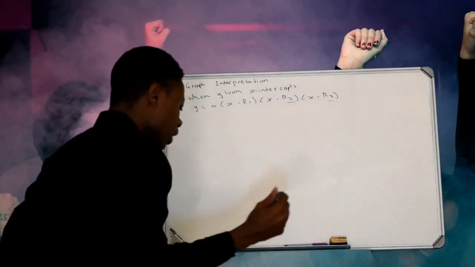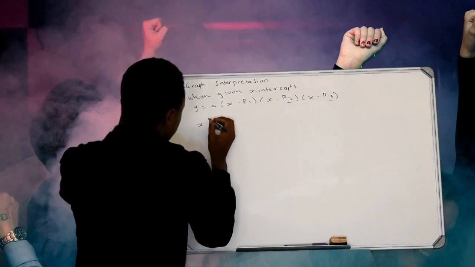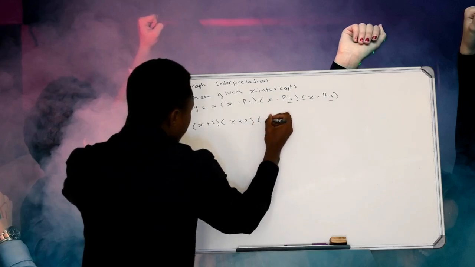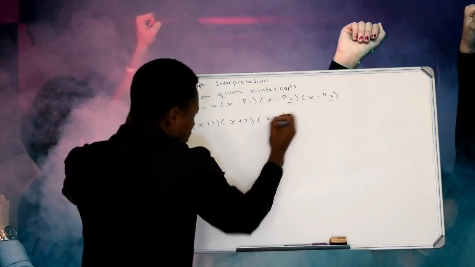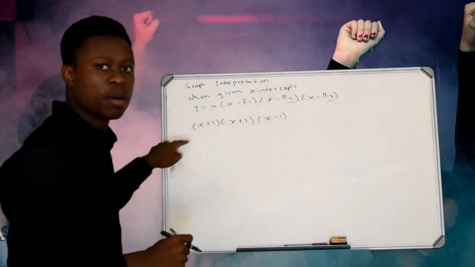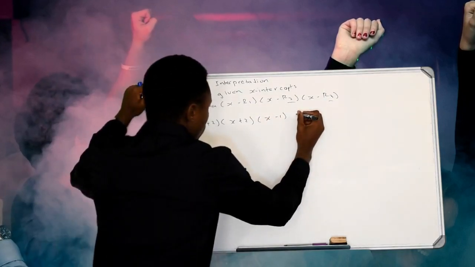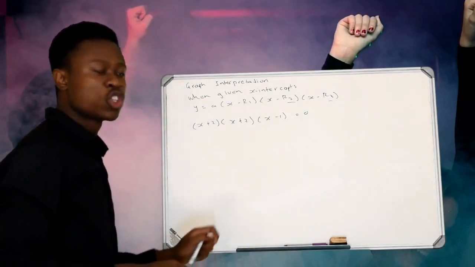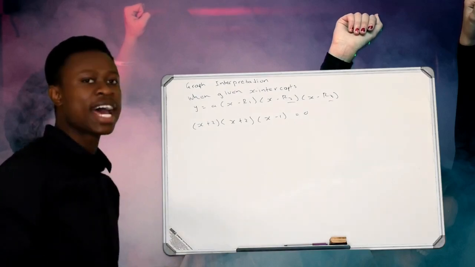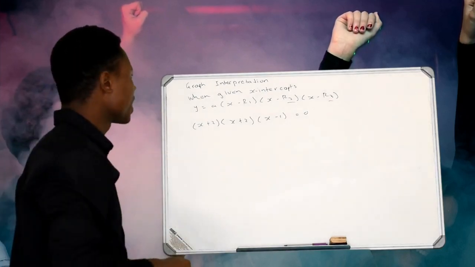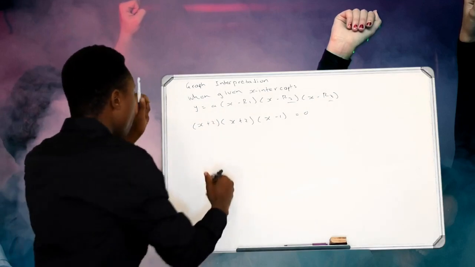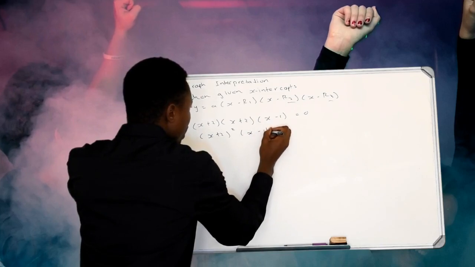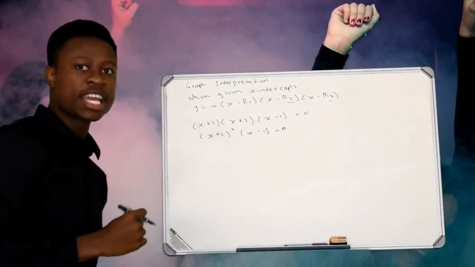What I mean is when I have, let's say, x plus 2, then x plus 2, then x minus 1. These are my x-intercepts. So what can I see over here? I can see that I have two intercepts that are exactly the same. If I combine them, it becomes x plus 2 squared times x minus 1 is equal to 0. So that's what it looks like if I combine them.